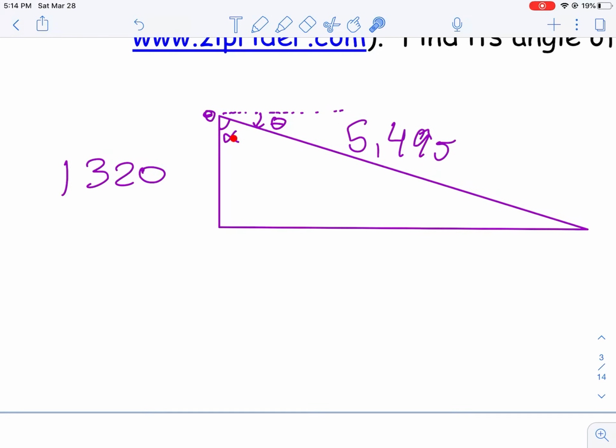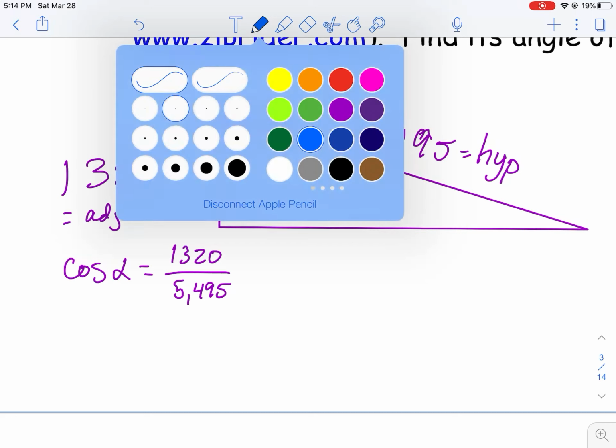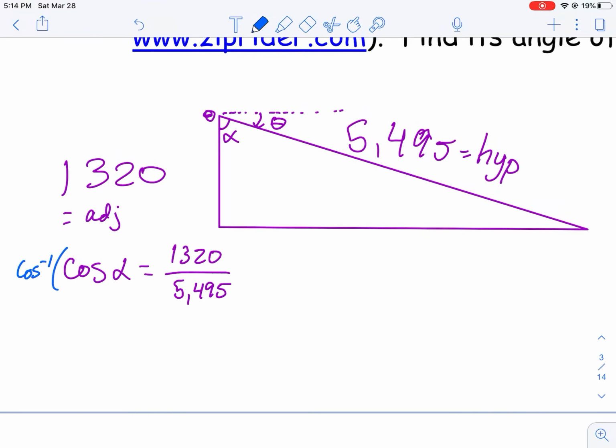We've got alpha, we've got this side and this side. So if we think of alpha as my angle, this is definitely the hypotenuse. What's this side? This side is adjacent. So we get the cosine of alpha equals adjacent 1320 over the hypotenuse, which is 5,495. To find alpha, we need to do the inverse cosine of each side.